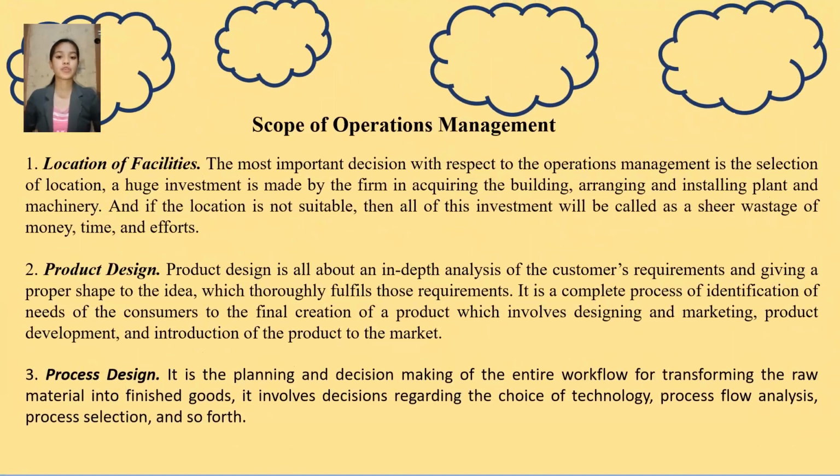So here is the scope of operations management. First is the location of facilities. The most important decision with respect to operations management is the selection of location. A huge investment is made by the firm in acquiring the building, arranging and installing plant and machinery. And if the location is not suitable, then all of this investment will be a sheer wastage of money, time, and efforts.